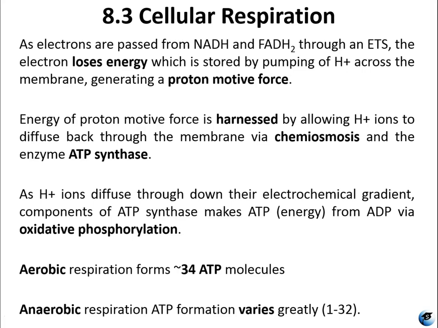In aerobic respiration, this process, oxidative phosphorylation, forms approximately 34 ATP molecules in the electron transport chain. In anaerobic respiration, because they have to use an alternative electron acceptor, it doesn't form nearly as much ATP. In fact, it can form a widely variable amount of ATP depending on what its alternative electron acceptor is in the chain. It can be 1 ATP, but generally what you're going to see is between 2 and 4, because they can't use oxygen as their electron acceptor.